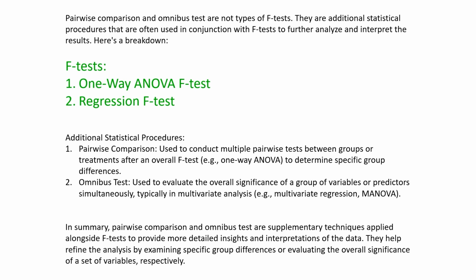So in summary, a pairwise comparison and omnibus test are supplementary techniques applied alongside F tests to provide more detailed insights and interpretations of the data. They help refine the analysis by examining specific group differences or evaluating the overall significance of a set of variables, respectively.